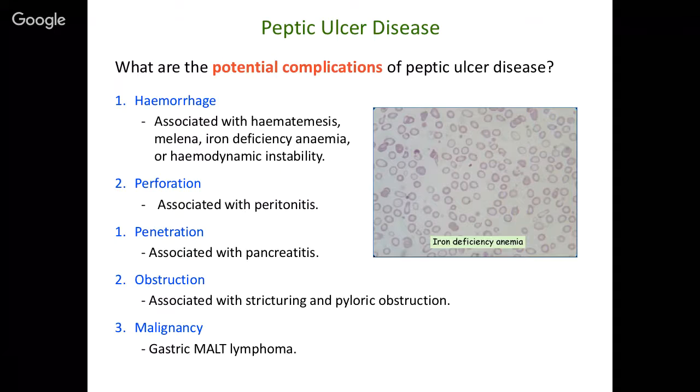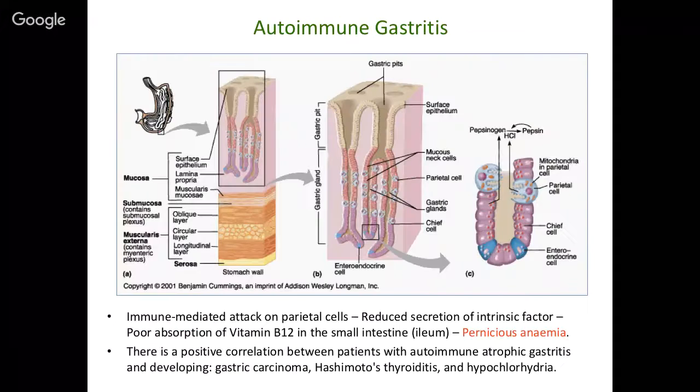And then malignancy. So this generally is if H. pylori causing peptic ulcer disease is left untreated, the chronic inflammation and all those inflammatory mediators secreted by H. pylori can not necessarily cause gastric lymphoma, but predispose you or increase your risk of getting a gastric lymphoma as well. So they're the 5 potential complications of peptic ulcer disease. The biggest one you need to be aware of is hemorrhage and causing an iron deficiency anemia.